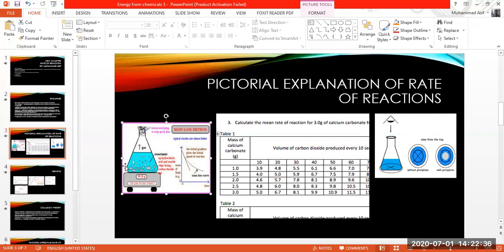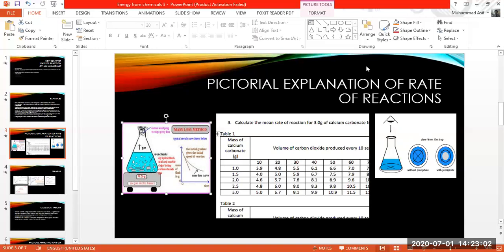Whenever the reaction starts, we will start the stopwatch immediately. We will record the reading after every 1 minute or 2 minutes to note down how much mass has decreased. As a result, we will get data of mass loss versus time, which might be recorded in this manner.